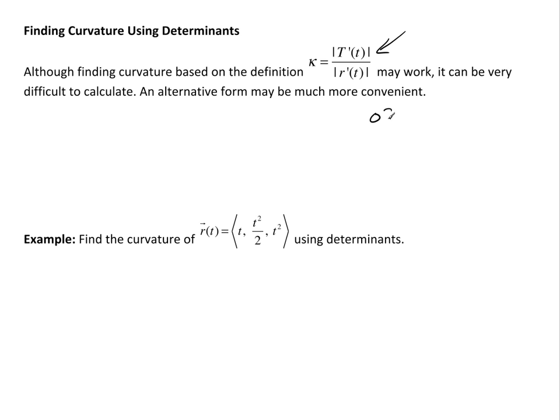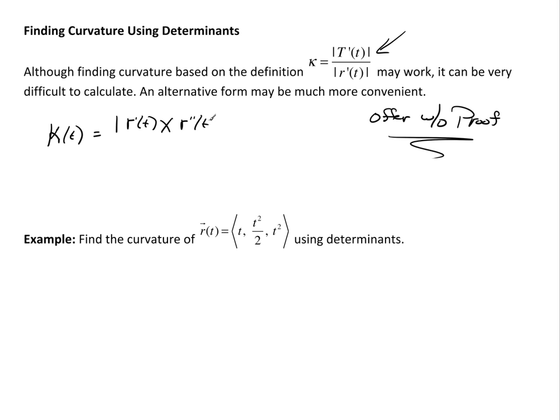And actually, I'm going to offer this without proof. I'm sure our text has a proof of it, or you can find it online if you want to take a look at the proof of it. Kappa, our curvature, I'm going to write this as a function of t, can be written as the magnitude of r prime of t cross r double prime of t, divided by the magnitude of r prime of t, cubed.